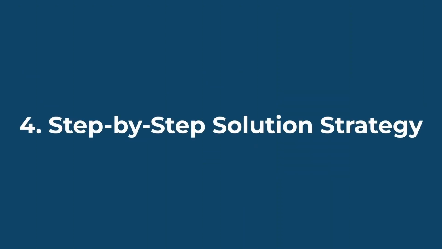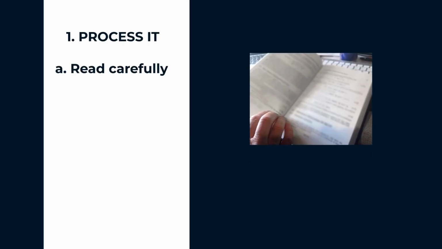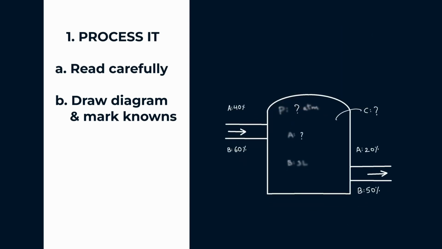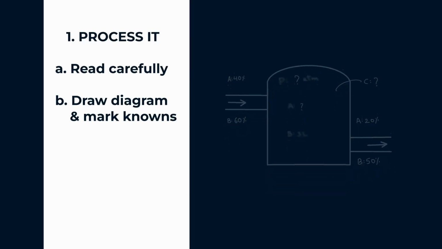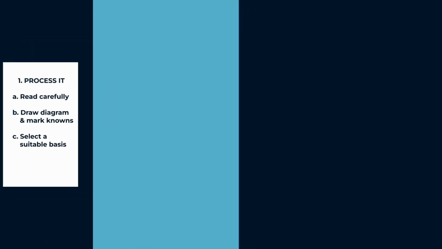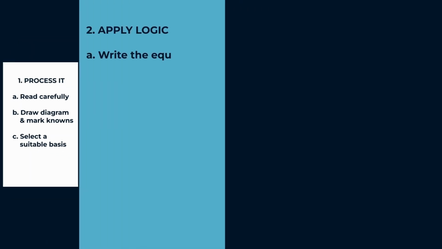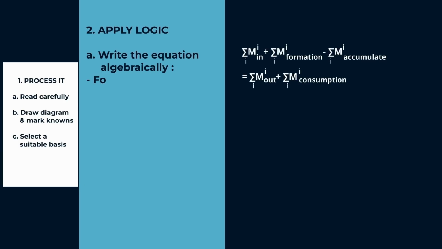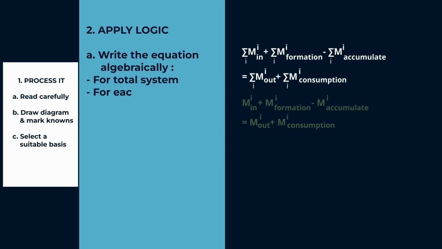Let's put together a step-by-step strategy. First, we read the problem to understand the setup and the requirements. Then, we draw a diagram representing the system and mark all the known information about the mass inputs, outputs, and the accumulations. Select a suitable basis, then start writing the material balance equation algebraically for the total system and for each component.